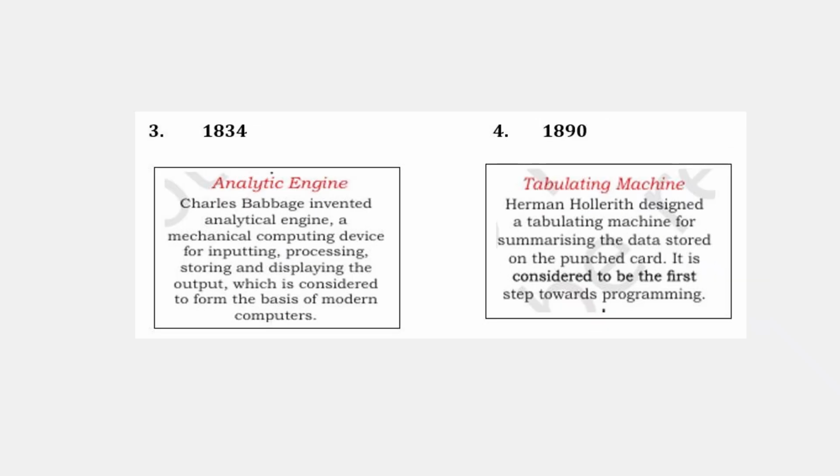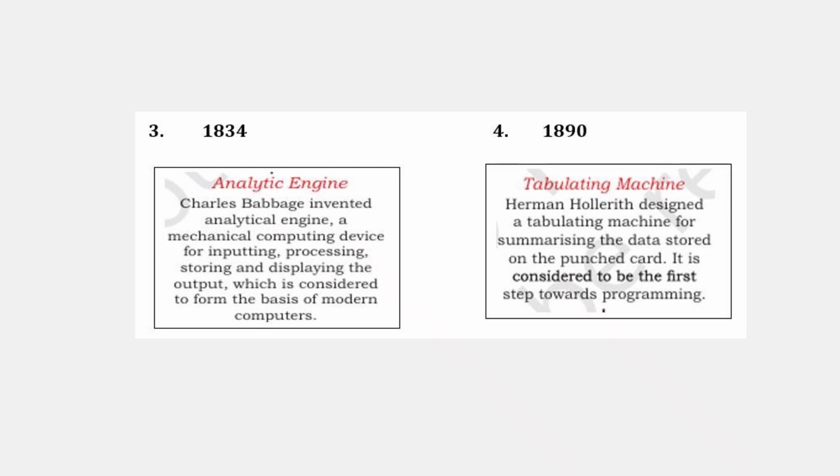The third computing device is the analytical engine. This analytical engine was invented in the year 1834 by the scientist Charles Babbage, often called the father of the computer system. He designed this machine to compute polynomial functions, although it was never fully built in his lifetime. It introduced the concept of automatic calculation. So that is the analytical engine.